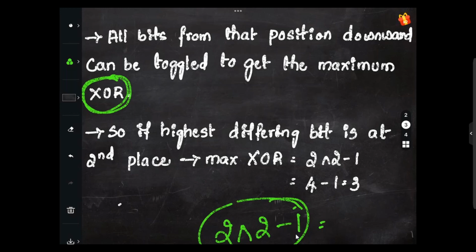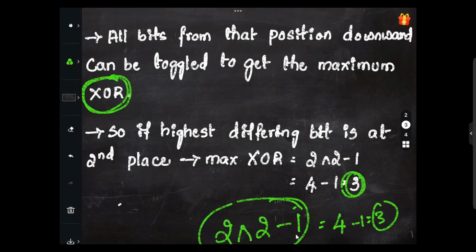So 2 XOR 2 will be 4. You can convert that to binary and check in the same way as we did by considering L and R, 1 and 2, right? So we are just going with a pure bitwise XOR here. Basically 2 XOR 2 will be 4, and 4 minus 1 we will get the answer 3. So the solution that we got here is 3.